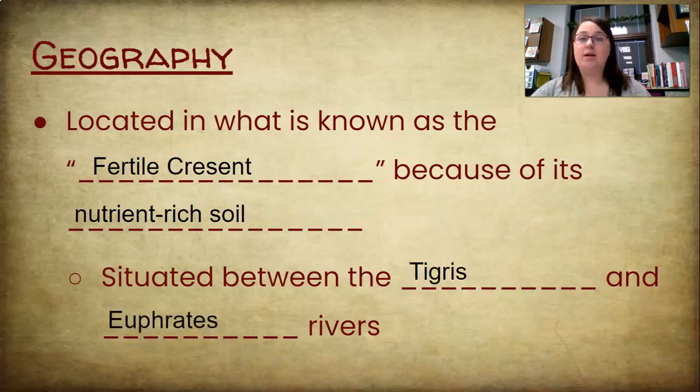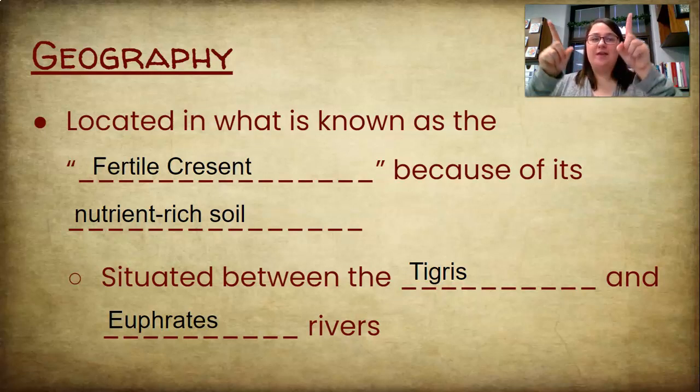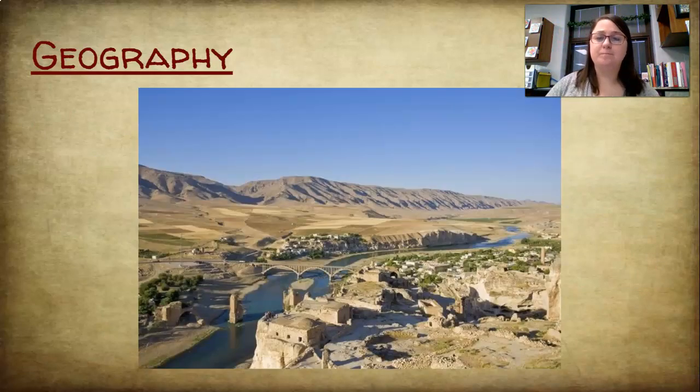Super, super important. Highlight, underline, make sure you guys know that, because that is going to be something that pops up on your test. I guarantee it. Most of this geography stuff will. The Tigris and the Euphrates are the two rivers. They literally kind of surround the outside of this area. And it's those two rivers that cause the soil to be so nutrient rich.